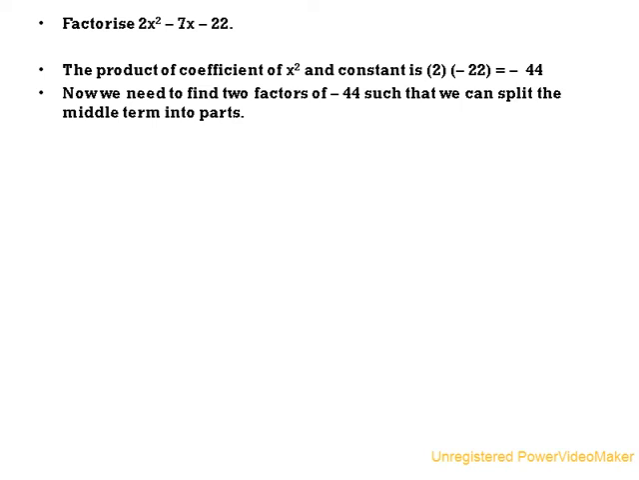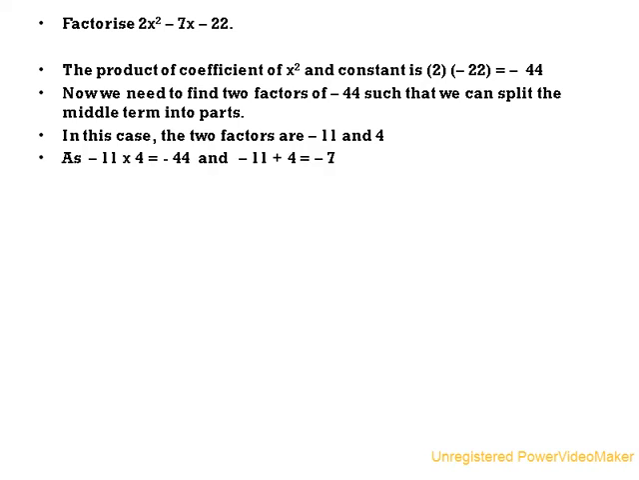Now we need to find two factors of 44 such that we can split the middle term into two parts. For this you need to work a little. But once you are aware of what you need to do, it will be a very easy thing to do. So in this case, the two factors are minus 11 and 4, as minus 11 into 4 will give us minus 44 and minus 11 plus 4 will give us minus 7 as well. So the two terms that we need are minus 11 and 4.